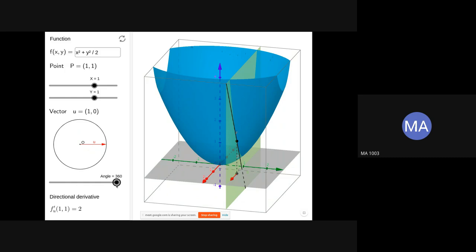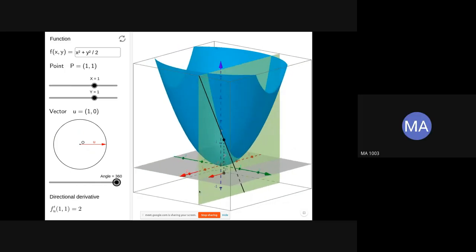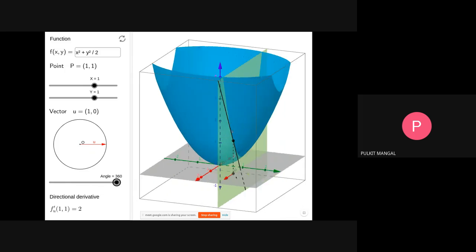This is 1, comma 0. The vector now is 1, comma 0. Correct? So this is your partial derivative. The slope of this tangent line is your partial derivative along the x-axis. Can you see? Yes, sir. This line is now parallel to the x-axis. You can see the vector is now parallel to the x-axis. Correct? At the point 1, comma 1, this is your tangent now. And the slope the tangent is making is your directional derivative along that direction, and that is your partial derivative along the x-axis. Is it clear? Yes, sir. Okay.